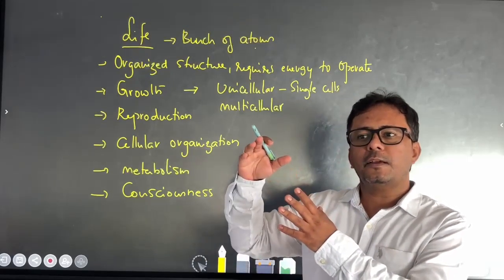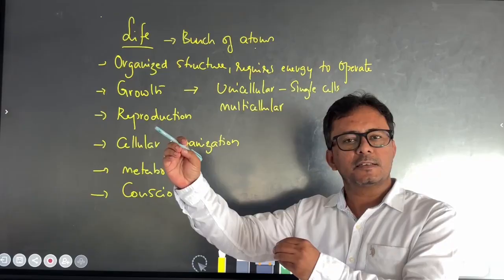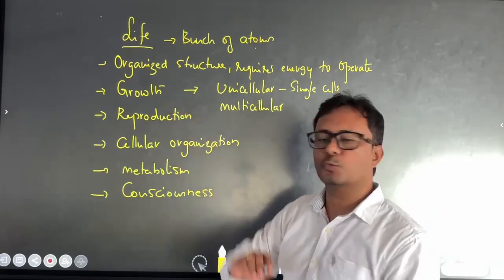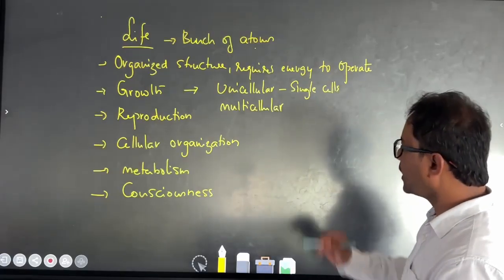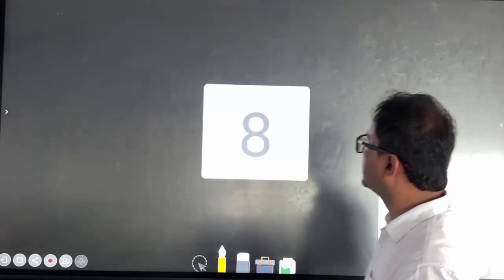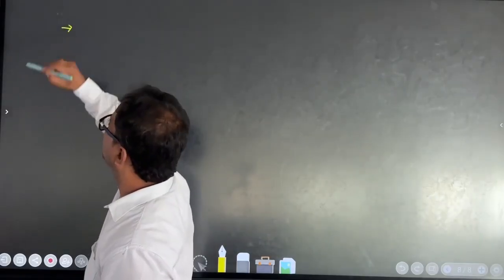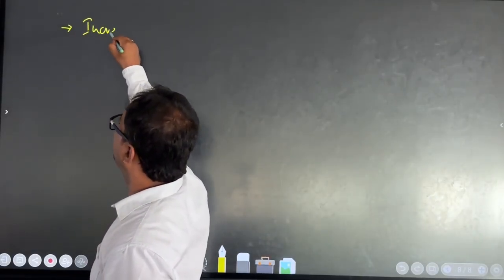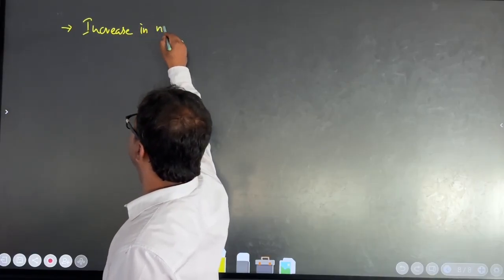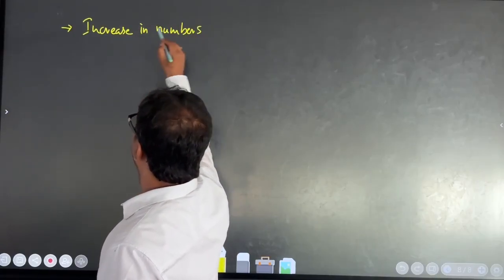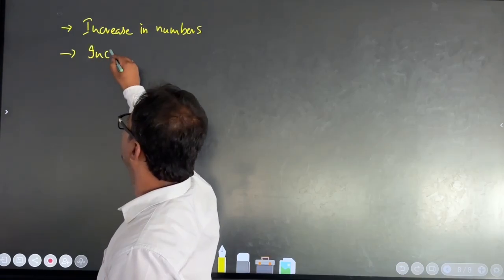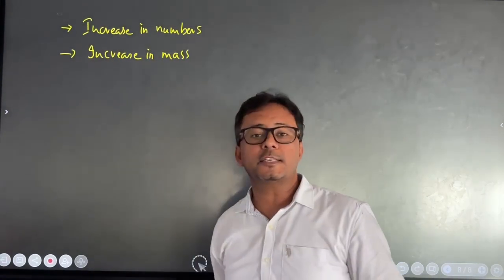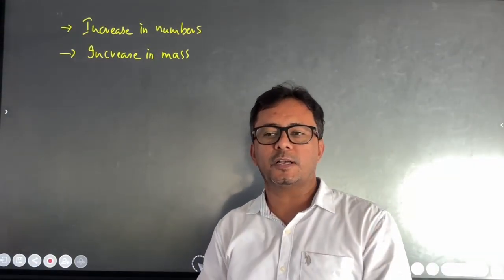And whether the life is made up of single cells or multiple cells, they have one property in common, which is growth. And here, again, I would say that growth is of 2 types. Growth can be increase in numbers, and growth is also increase in mass.